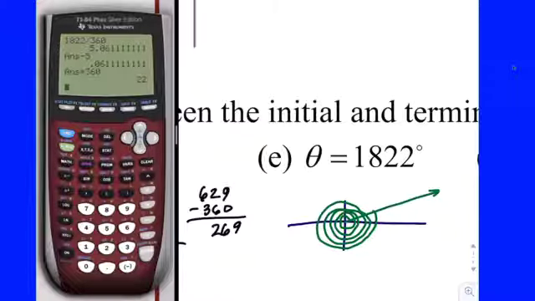So that's an easier way to do it without having to keep subtracting 360. Divide by 360, cancel out the integer amount, and then remultiply by the same number, 360. So that tells you in five full rounds and then an additional 22 degrees.